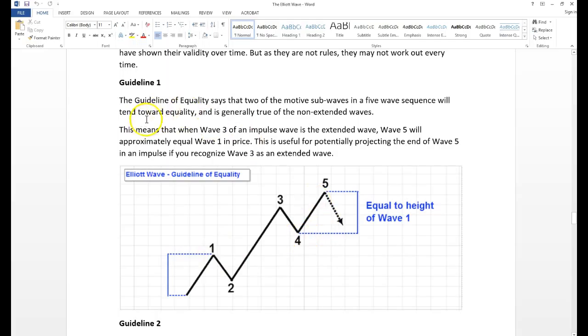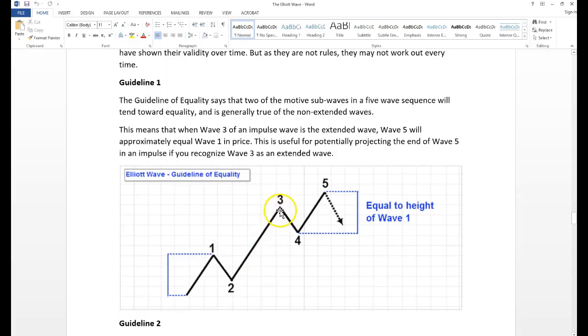Okay, so wave 5, what this guideline is here is that the two of the modal waves in a 5-wave sequence will tend toward equality. So we all know that wave 3 tends to be the biggest in price, right? Wave 1 and wave 5 typically have that same market geometry. So what you could do is, let's say if you recognize wave 1, take you a trend line and draw it. Okay? Just a trend line from the swing low to swing high.